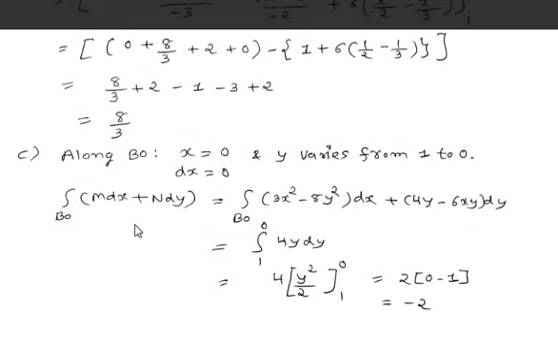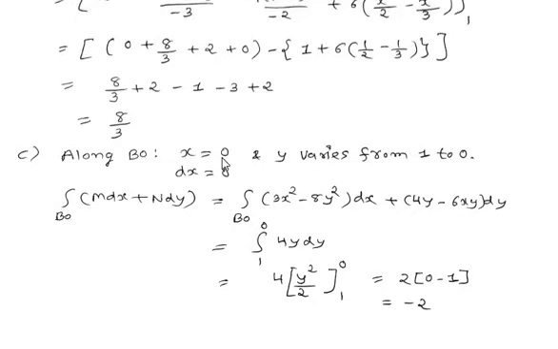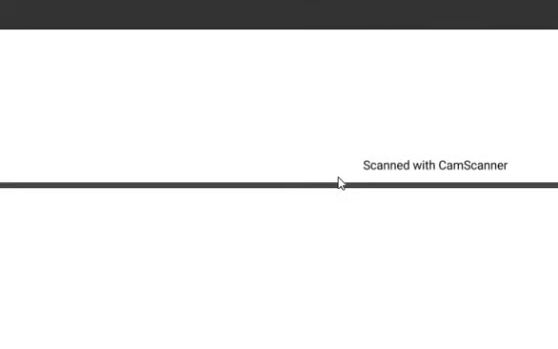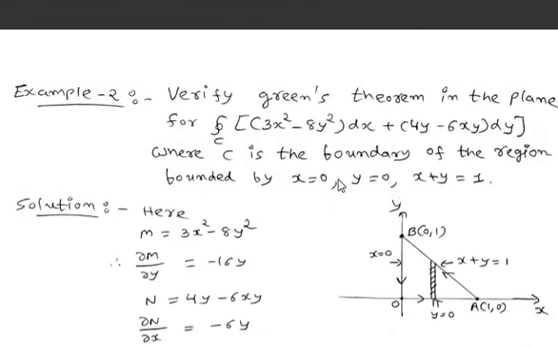Now we have to integrate M dx plus N dy along the path BO, and the path BO is nothing but the y-axis, that is the line x equals 0, so we have dx equals 0. So x equals 0, so definitely y will vary from 1 to 0. So you can see over here y will vary from 1 to 0.